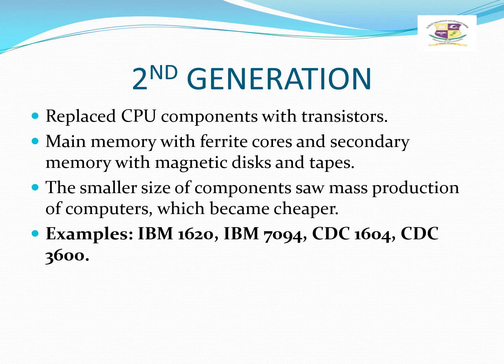Second generation. In second generation, the CPU components are replaced with transistors, the main memory with ferrite cores, and the secondary memory with magnetic disk and tapes. The smaller size of the components saw a mass production of computers, which became cheaper. Examples are IBM 1620, IBM 7094, CDC 1604, and CDC 3600.